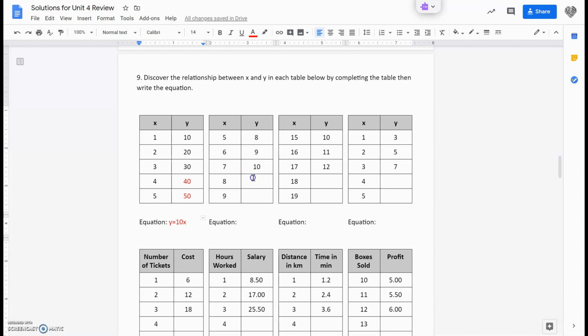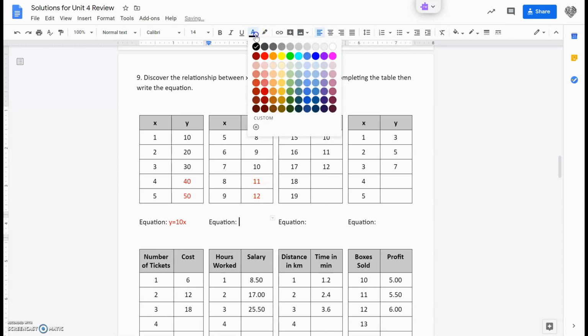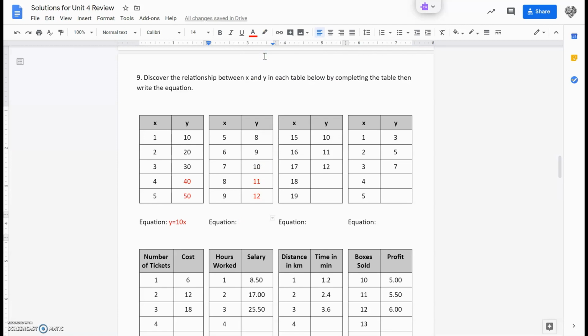Okay. So the next one, our x values again are increasing by 1, 5, 6, 7, 8, 9. Our y values are going 8, 9, 10, so they're increasing by 1 each time, and we can say 11 and 12. Okay, so for the equation, we would say y equals, and then our y's are increasing by 1 each time, so it would be 1x. And what would our 0 value be?